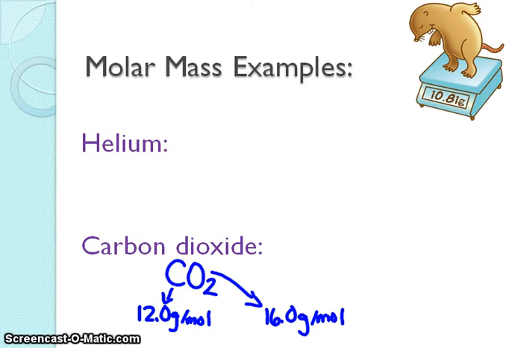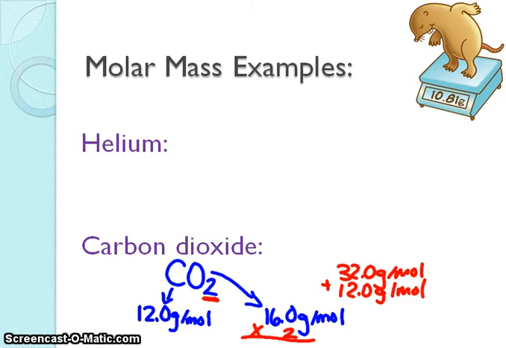If you notice, though, there are 2 oxygens. Each one of those has a mass of 16.0. So we can just multiply this by 2. This would give us 32.0 grams per mole, just looking at the oxygen part. And then carbon is putting in 12.0 grams per mole. So the molar mass of carbon dioxide would be approximately 44 grams per mole.